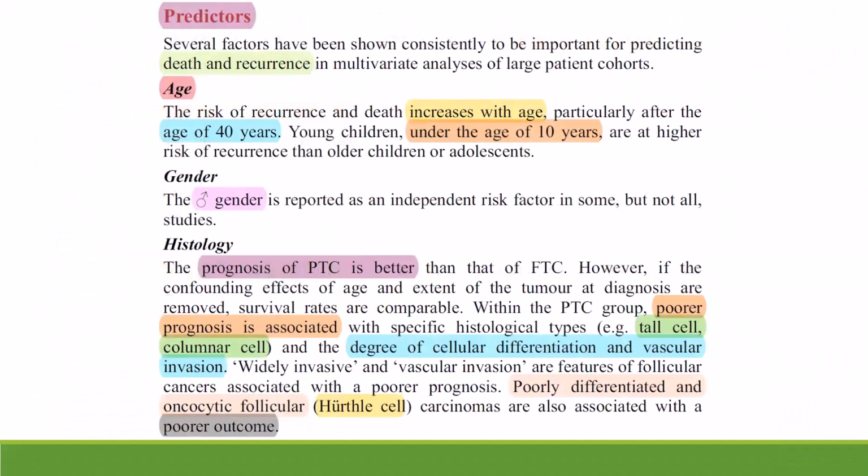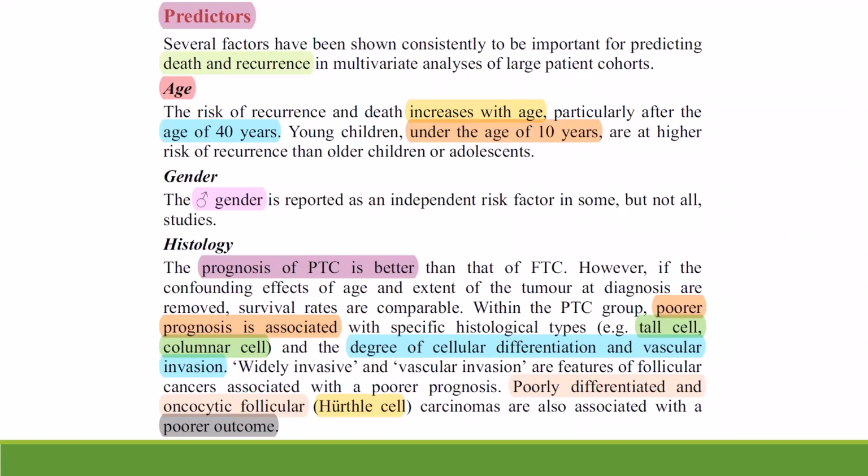So, what is the predictor for thyroid cancer? Age is one of the most important predictors. Risk increases with age. If the age is less than 40, this is more likely a benign condition. If the age is more than 40, the risk of recurrence and the risk of invasion is higher than if the age is less than 40.